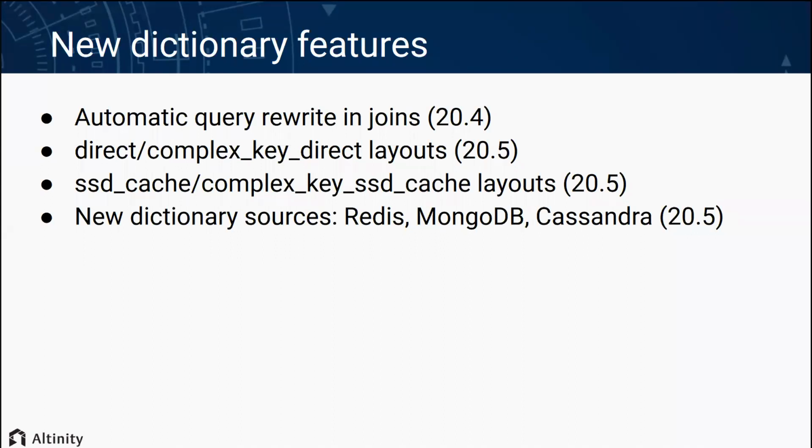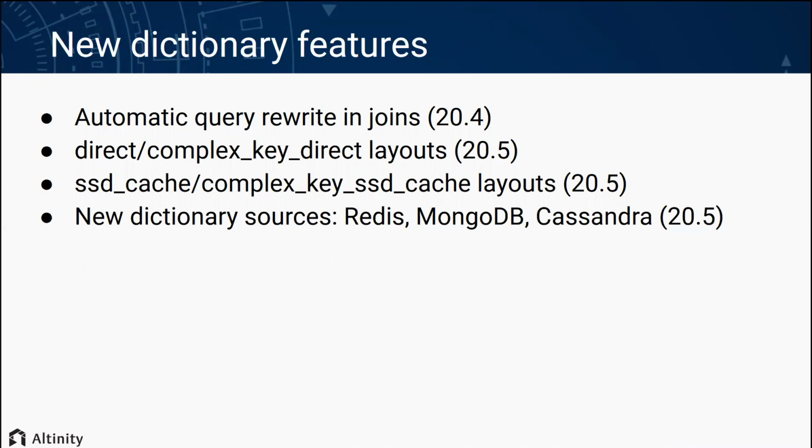First, starting from ClickHouse 20.4, ClickHouse can now automatically rewrite joins. If you join a dictionary, because it looks like a table, you can join it. Then ClickHouse automatically rewrites it to dictionary calls, which are more efficient. This is a cool feature because it allows you to define dictionaries, but use normal SQL joins. And this is very friendly to users, BI tools, and everything.